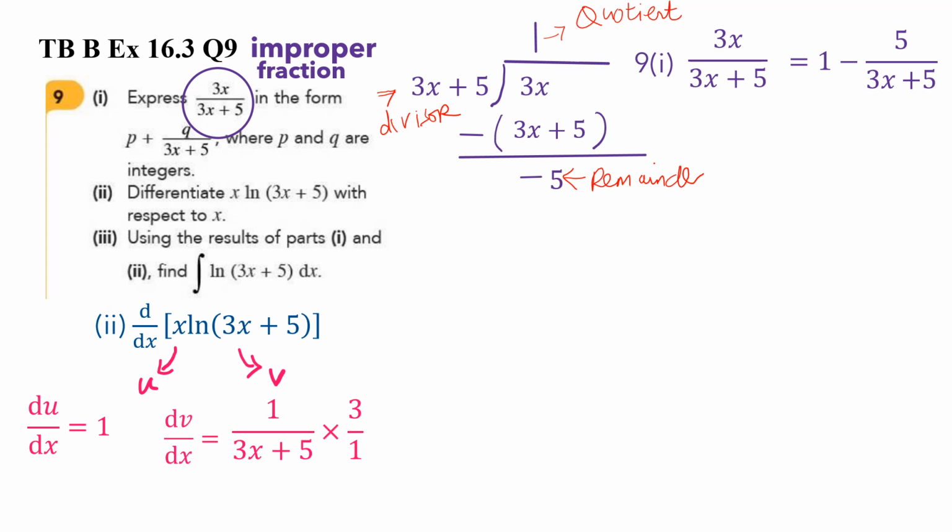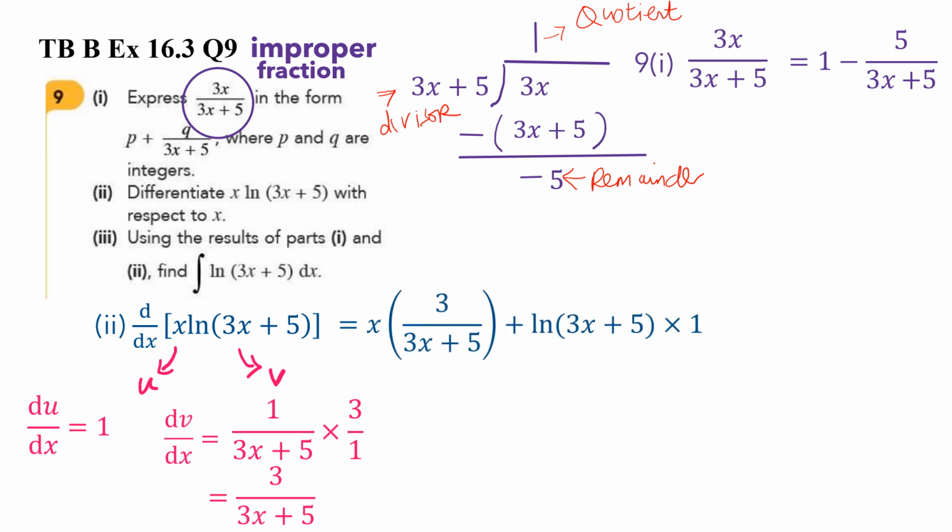So we're going to use the product rule to differentiate that. If you remember your product rule, that is u dv over dx plus v du over dx. Okay, so that is part 2.